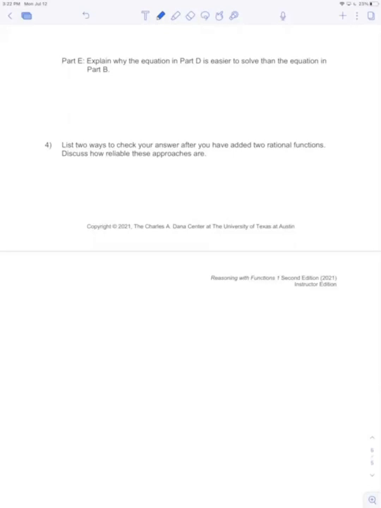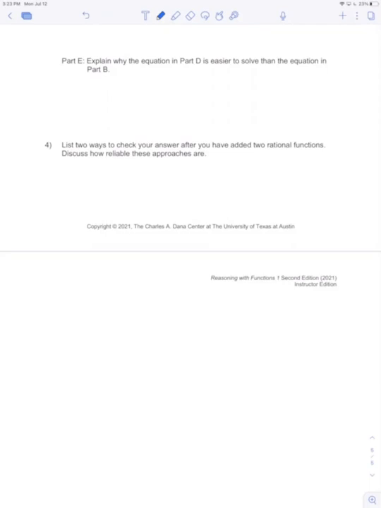Another way is to graph the sum before finding the common denominator and simplifying, and then the simplified sum. If the graphs match, you can feel pretty confident that you did the algebra correctly. Again, not foolproof, but it's something. And these 2 approaches are good. If the answers don't match, then you know you've made a mistake.